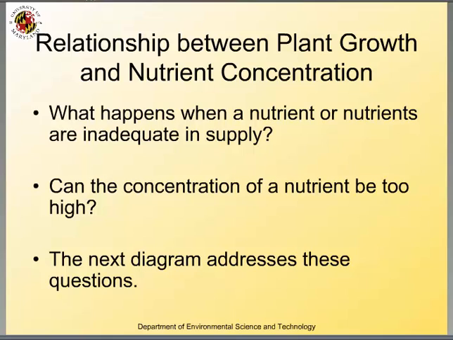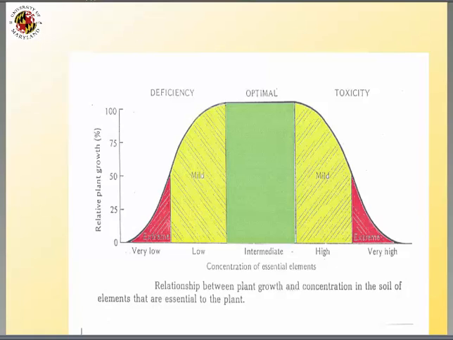So let's talk about the relationship between plant growth and nutrient concentration. For example, what happens if a nutrient doesn't exist in an adequate supply? Okay, can a concentration of a nutrient be too high? What do you think? Can you have too much of something? Sure. You can in our nutrition, and you can in plant nutrition too. Here's a very nice diagram I like that shows the relationship between relative growth, where this is 100% of relative growth across the top, and this is some essential element.